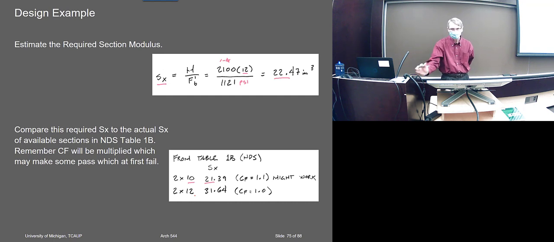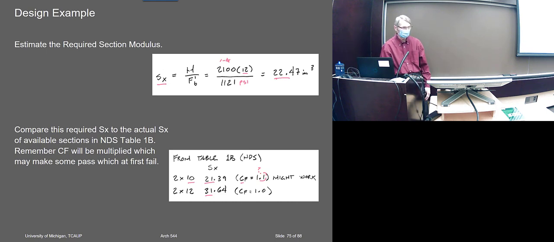A 2x10 would be a little bit low. A 2x10 is 21, and it's supposed to be 22. A 2x12 would be 31, so that's plenty big. But we've still got to put the CF factor on it. If I put that CF, it's going to raise it by 10%. 10% of 21 is like 2, so it should go up to about 23, in which case it would pass. I'm not sure about that, so I'll try the 2x10 and see if it passes. If it fails, then I know I've got to go to a 2x12.